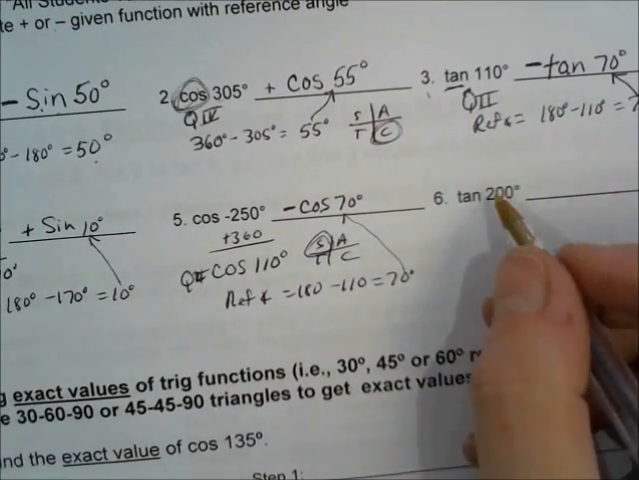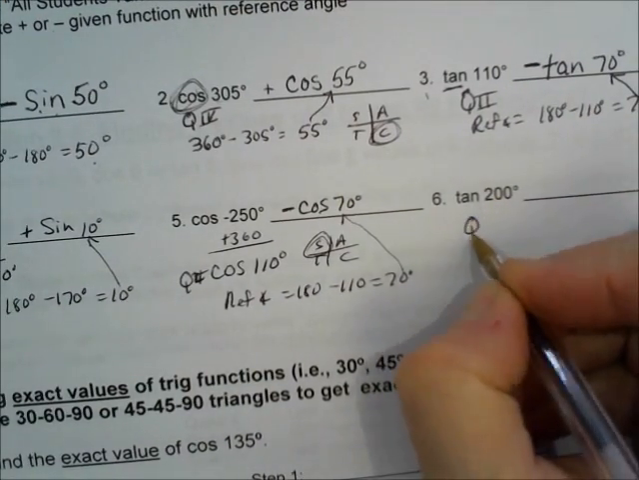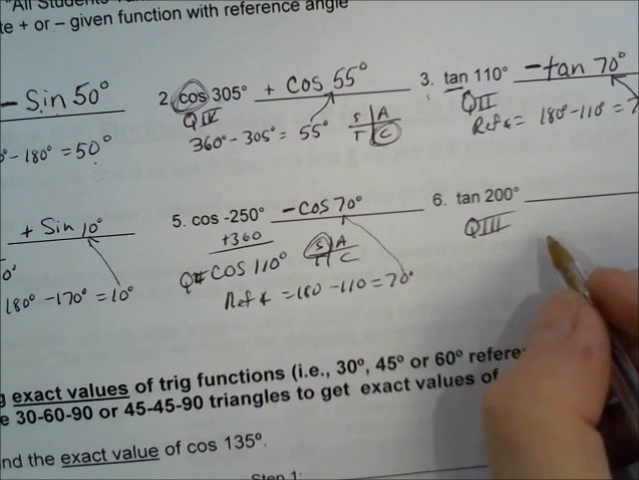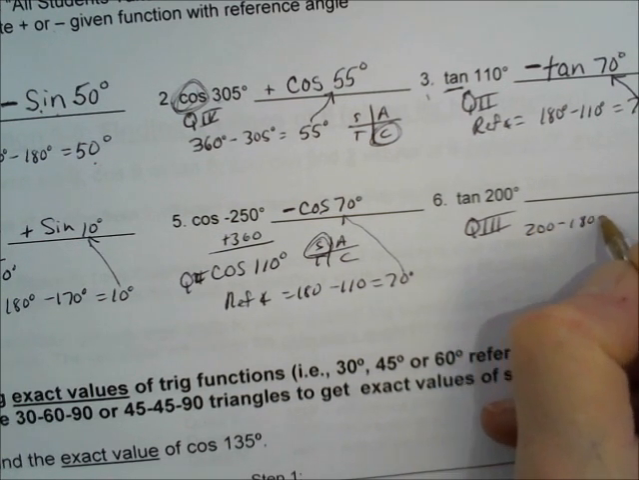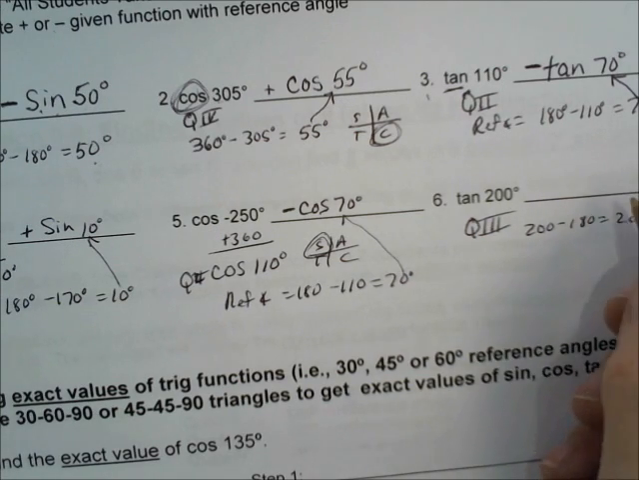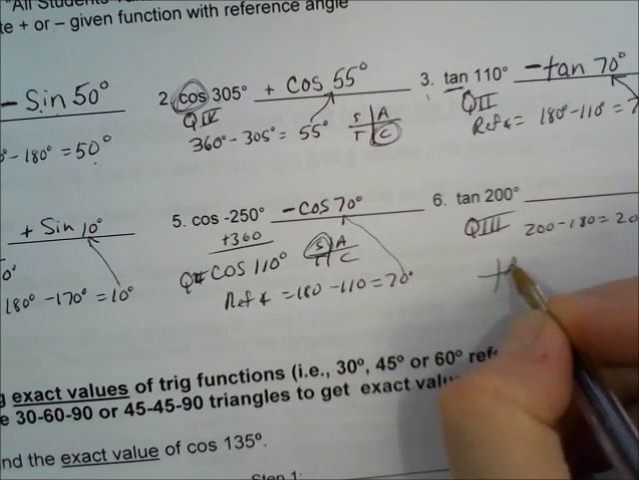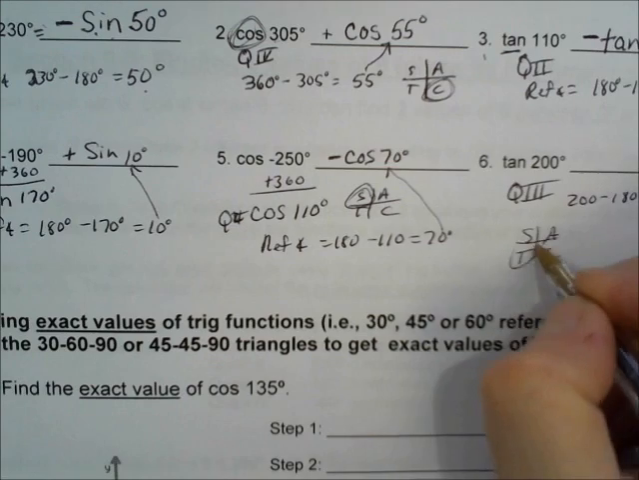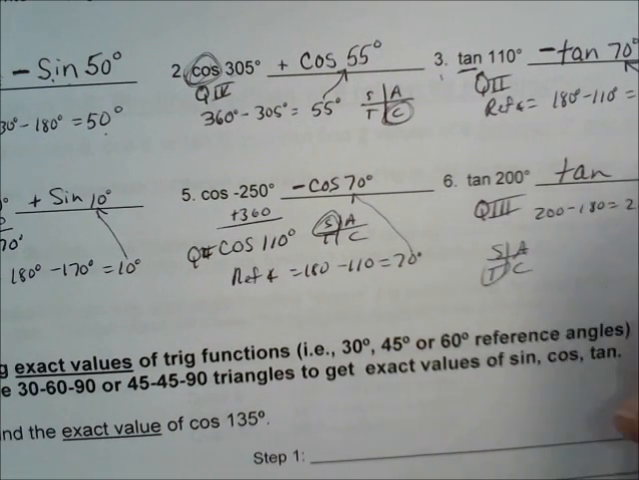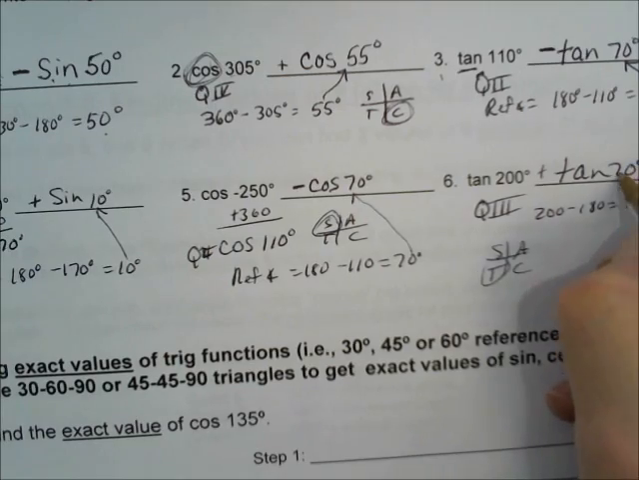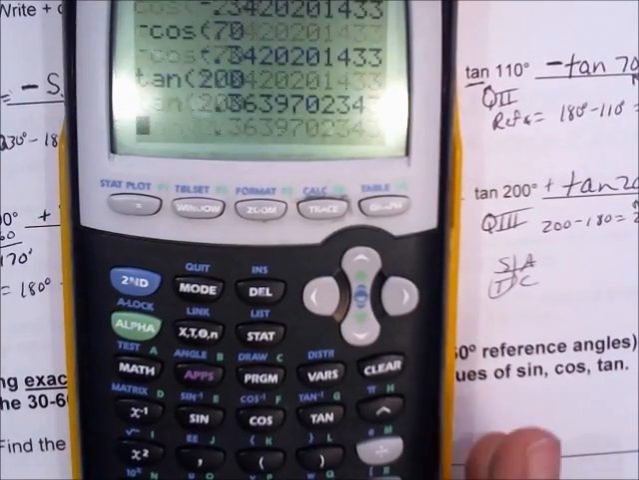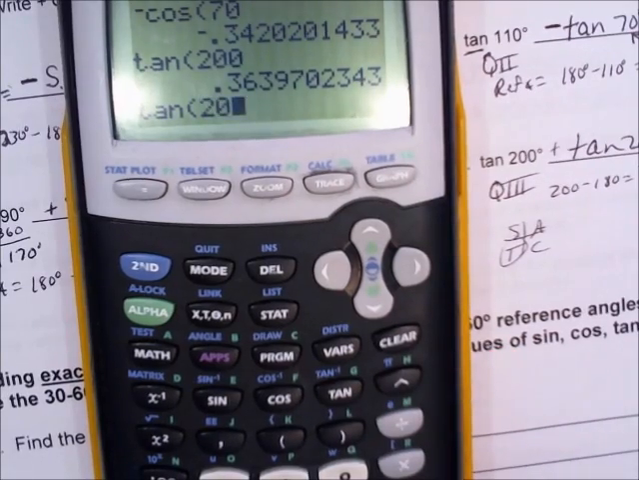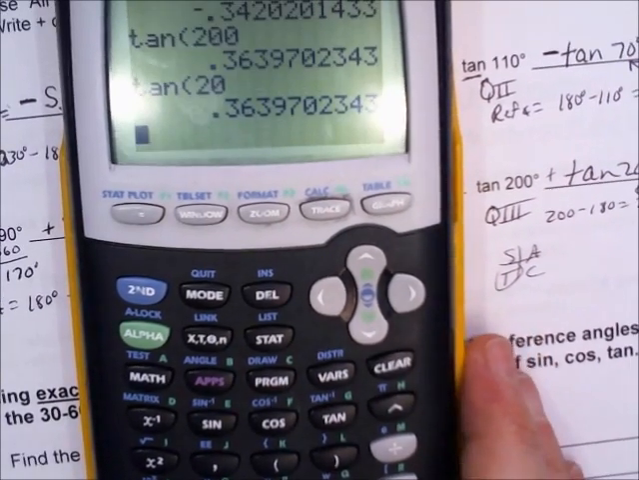And then the tangent of 200. Well, 200 is just a quadrant 3 angle, and the reference angle is 200 minus 180, which is 20. And all students take chemistry says in quadrant 3 the tangent is positive. So we have a positive tangent of the reference angle 20 degrees. And let's see if the tangent of 200 is actually equal to the tangent of 20. And it is exactly the same.